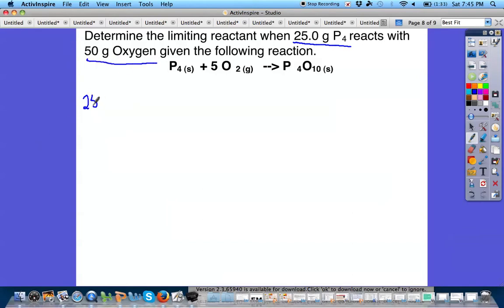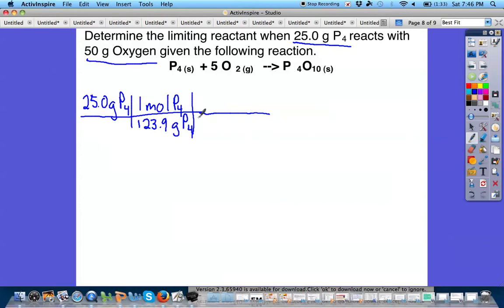So we're going to start with 25 grams of P4. We need to know the molar mass of that, which is 123.9 grams for P4. That's the mass of 1 mole of P4. Then we're going to look at our chemical equation and do our mole-to-mole ratio between P4 and P4O10. So we have 1 mole of each of those.